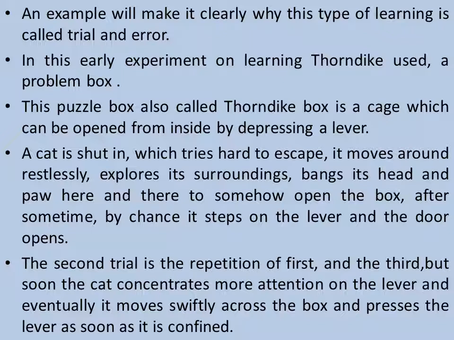So this is by chance. It steps on that lever and the cage door opens. The second trial is the repetition of the first, and the third, but soon the cat concentrates more attention on the lever, and eventually it moves swiftly across the box and presses the lever as soon as it is confined. Again you put it in the cage, maybe 1 or 2 times it performs the same, banging its head, moving its paw here and there. But then on the third, fourth time it sees that pressing the lever opens the gate of the cage. After 5-6 attempts, when you put the cat into the cage, it would directly press the lever.